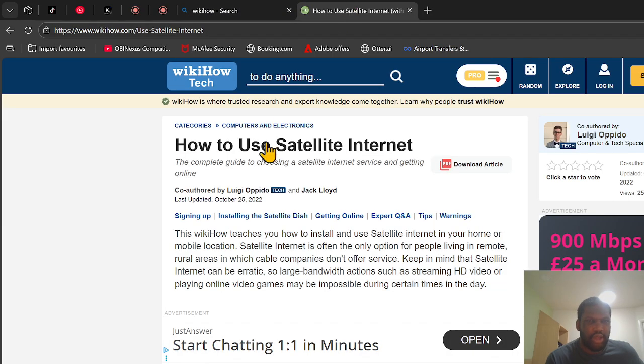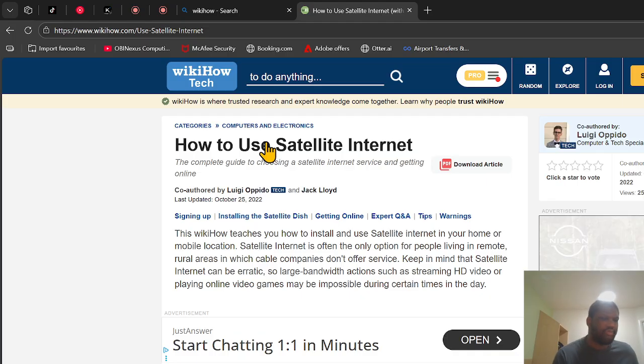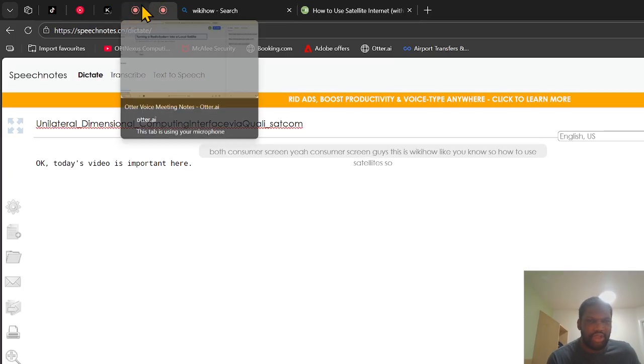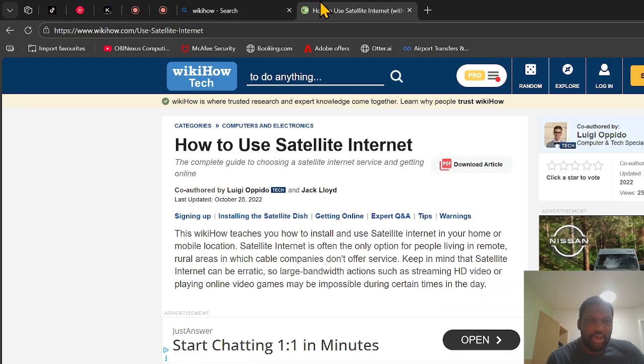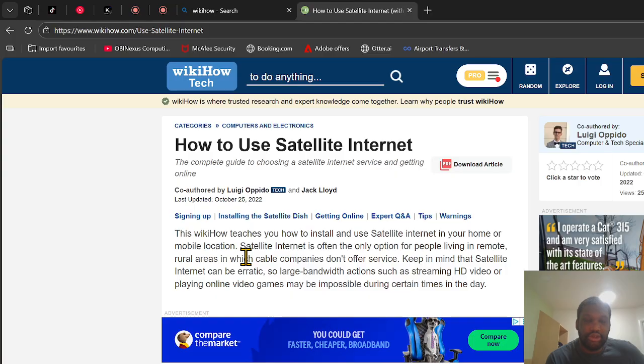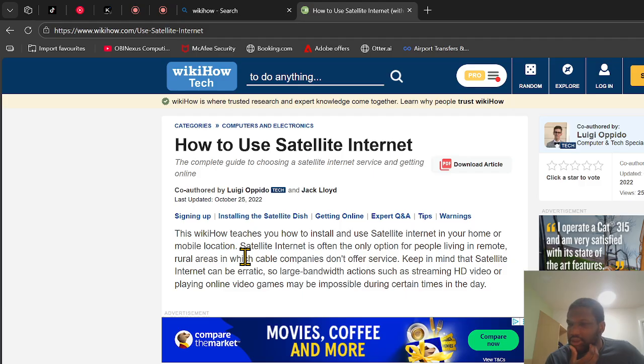This is WikiHow. So how to use satellites. I'm not going to be using satellites, but I'm going to be making one satellite. In my radio framework, we have three channels: receiver, sender/transmitter, and broadcaster and verifier. The broadcaster channel is very important, but the goal is to have two radio systems act as a broadcaster.